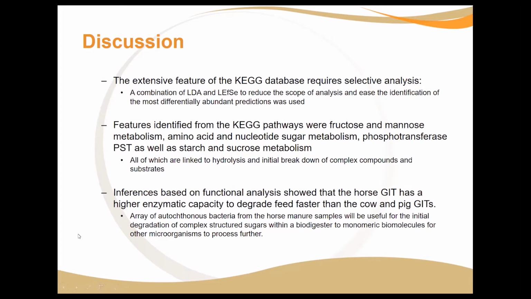There were inferences that we could immediately make from the microorganisms that were found in the horse GIT versus the cow and the pig GIT. One of the most important things that we picked up was that activity was highest in the horse GIT as compared to the cow and the pig. So it meant that the horse GIT will produce higher enzymatic capacity to degrade faster. What this implies in terms of co-digestion is that if you are dealing with these different manures, you would want to increase the ratio of the horse manure versus the cow manure to be able to achieve the end result of higher yield for your biogas.